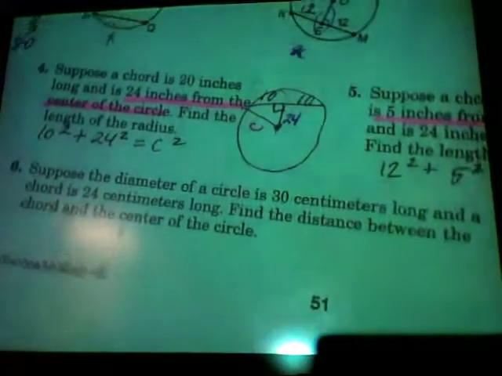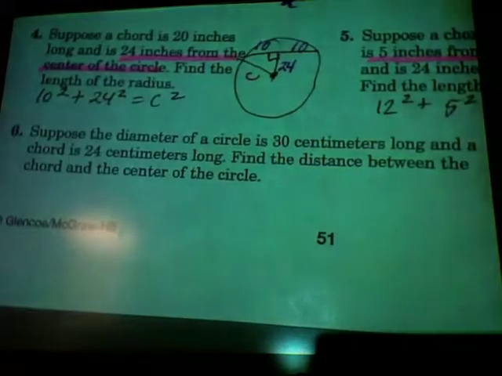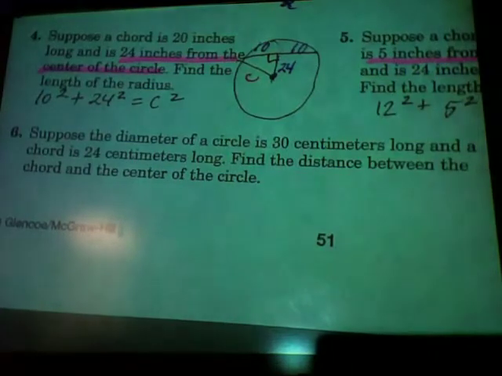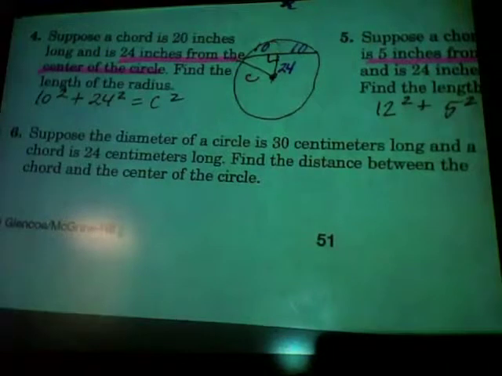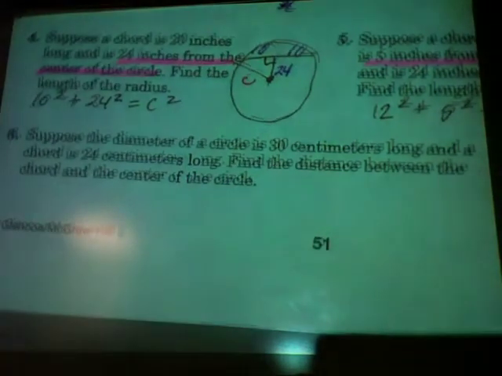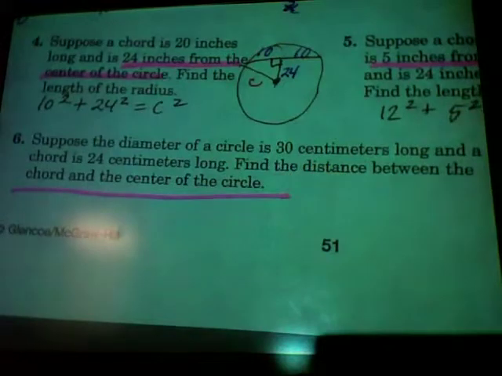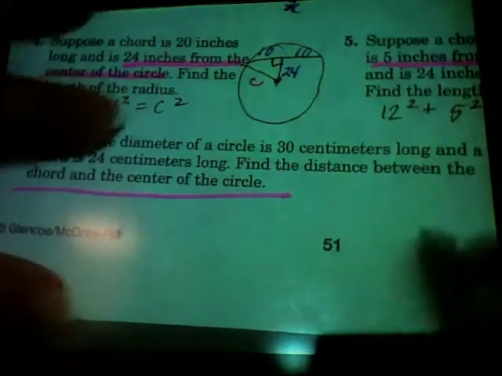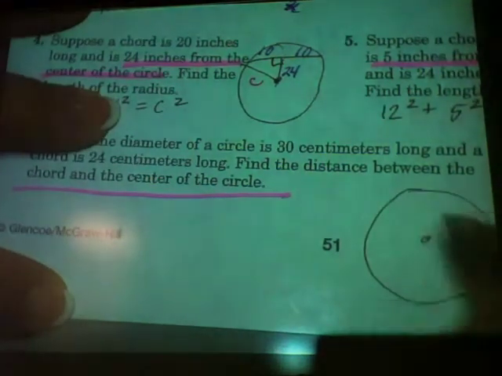All right, look at the last problem. Suppose the diameter of a circle is 30 centimeters long and a chord is 24 centimeters long. Find the distance between the chord and the center of the circle. Again, I read those words, chord and the center of the circle. I'm still drawing that same picture.